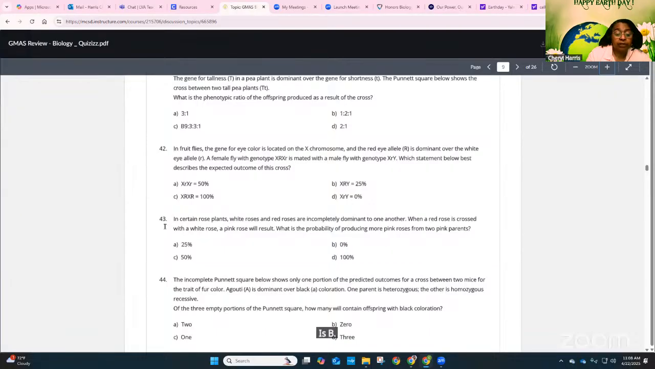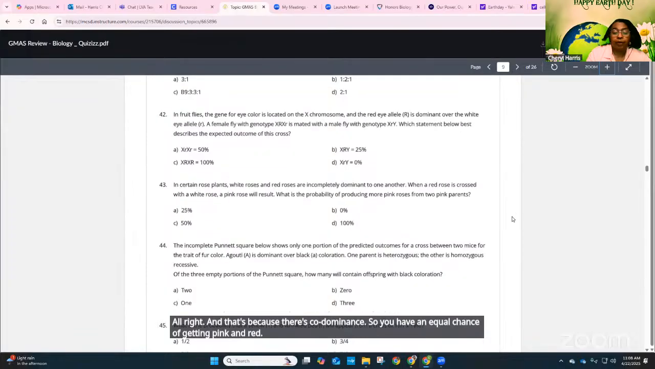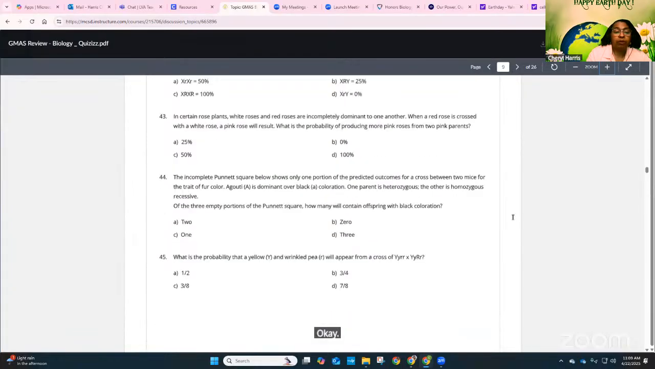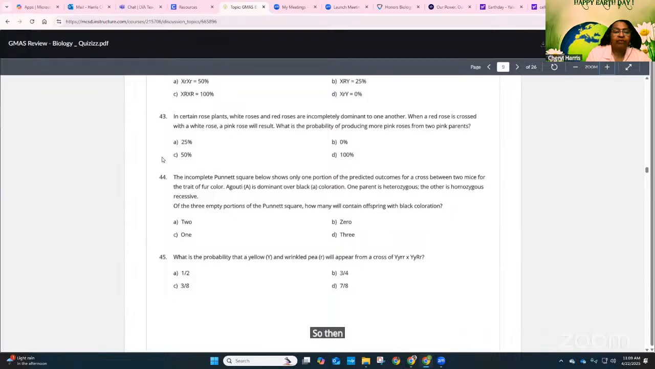The answer for the next one is 50% C. All right. And that's because there's codominance. So you have an equal chance of getting pink and red. Okay. So that's what codominance is. And again, incomplete dominance is codominance. It's not going to be red. It's not going to be white. It's going to be pink. So then you get a 50% chance of them being pink. Not red, not white, pink.